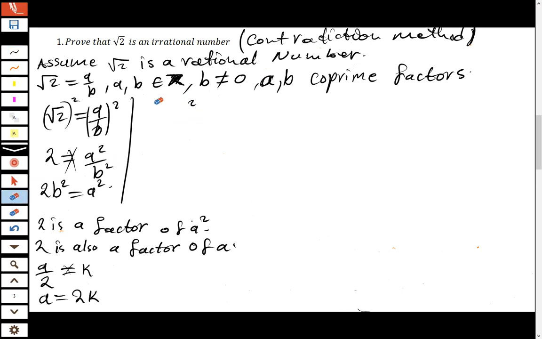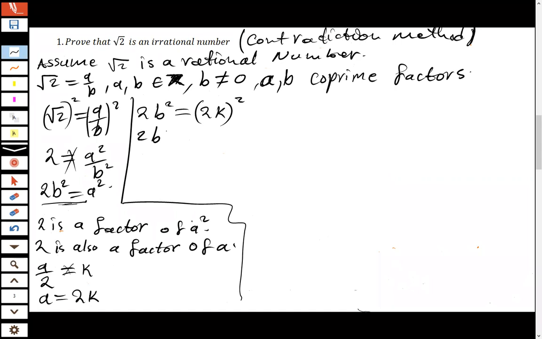From there, we can now replace this a in this expression. While there is a in this expression, we put 2k. So we have 2b squared is equal to 2k squared, since a is squared. When you open the brackets, I'll get 4k squared. When you divide everything by 2, because 2 into 4 gives 2, we'll remain with b squared is equal to 2k squared.